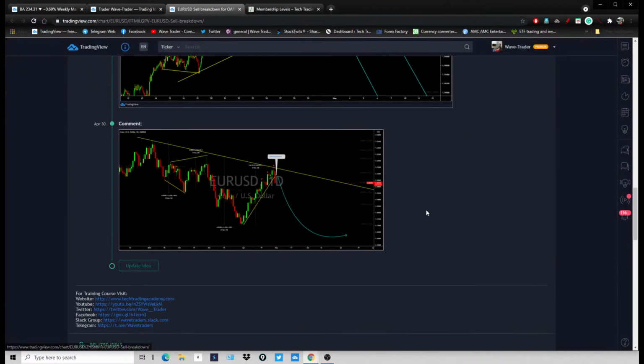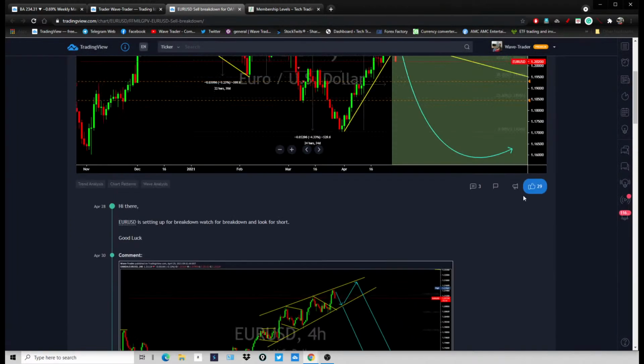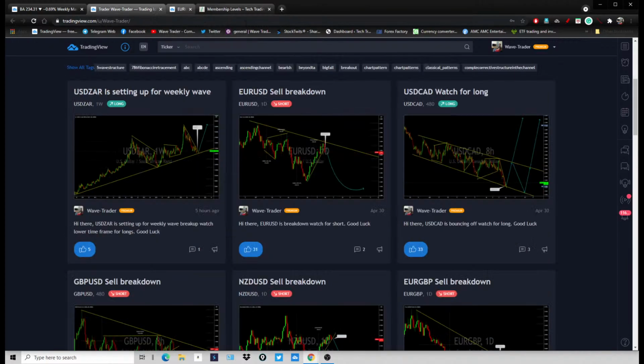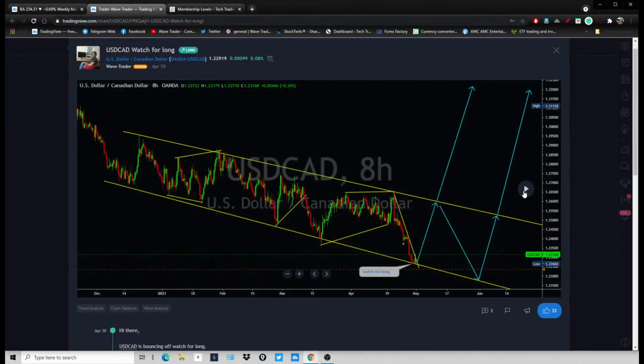You are simply looking for this to correct and continue to keep dragging lower. So just keep selling it every time you see the pullback coming on euro dollar on the lower time frame. These opportunities are still there to catch.